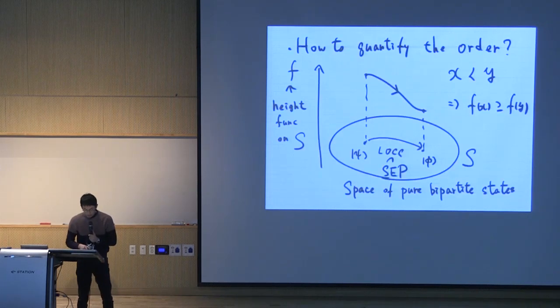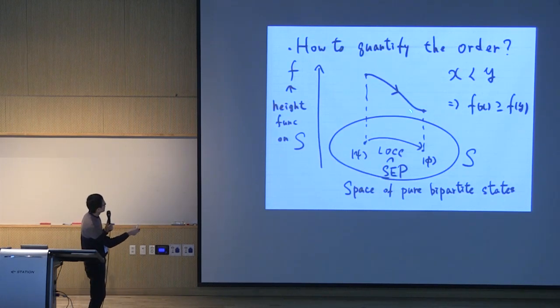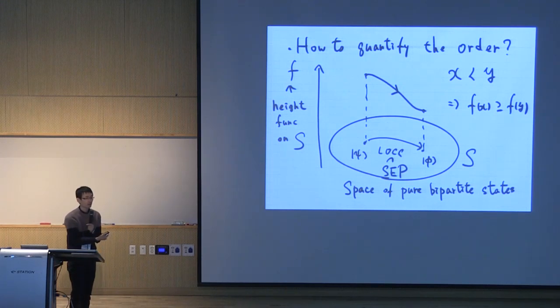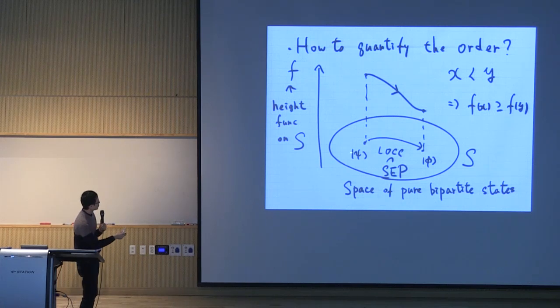So if you compare the height of two states, and if one of them is higher, then you can convincingly say that there is no operation which transforms phi to psi. So this is a concrete statement, but there might exist some operation, LOCC or separable operation, which transforms psi to phi, but it's not guaranteed. These two states may be kind of isolated and not comparable in some cases.